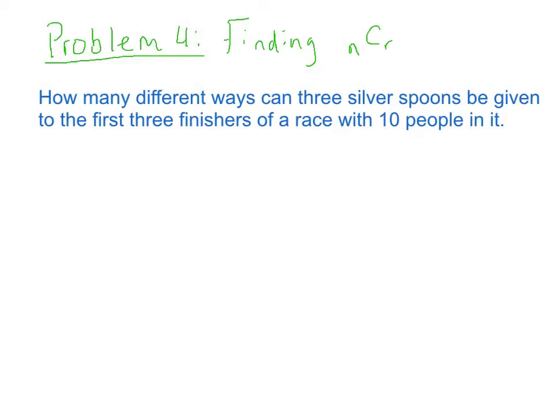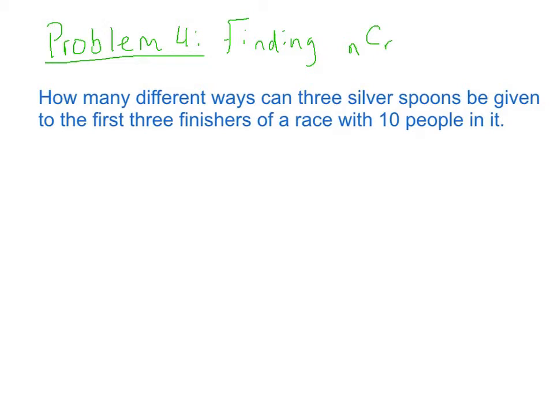So here's another example for combinations. If we read the problem, it says, how many different ways can 3 silver spoons be given to the first 3 finishers of a race with 10 people in it? So if we look at it, there's a total of 10 people. There's 3 silver spoons, so we're trying to give out 3 of these silver spoons. They're all identical, so they all suck the same amount.